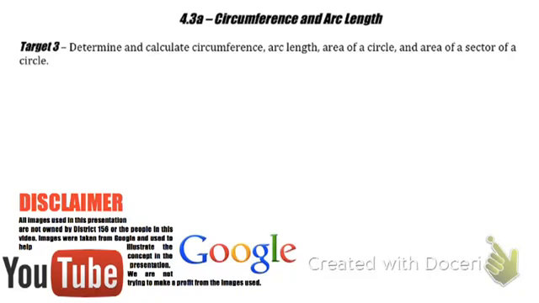Alright, today we are talking about 4.3a circumference and arc length. Target 3, starting day 1. Determine and calculate circumference, arc length, area of a circle, and the area of a sector of a circle.